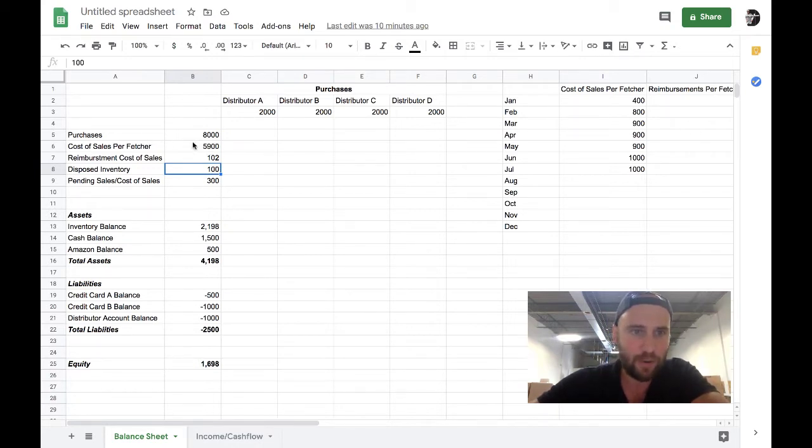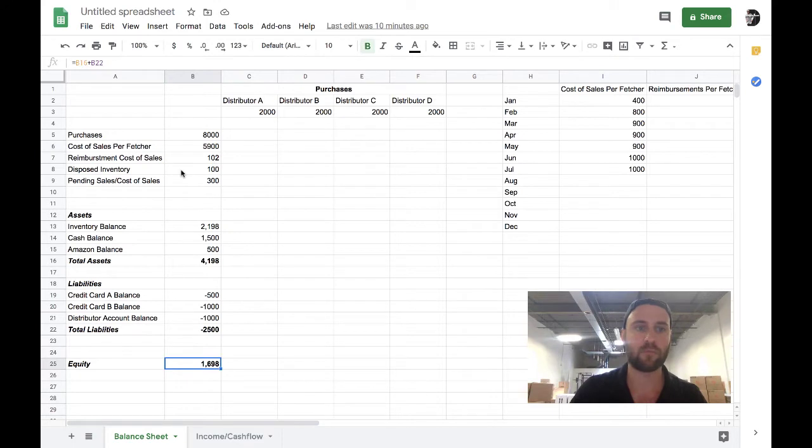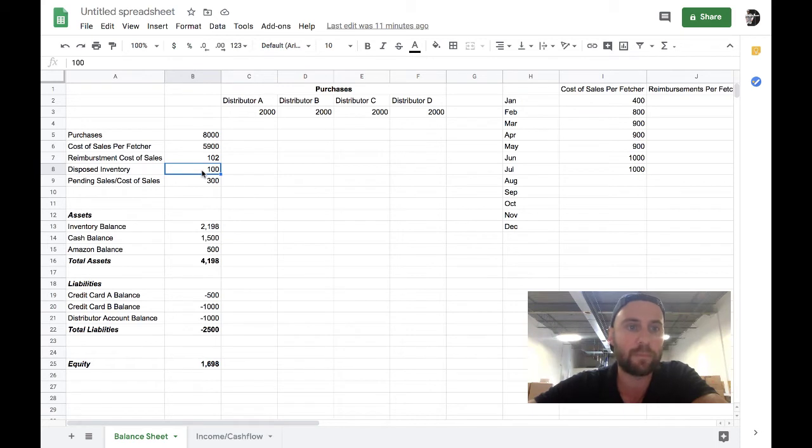So I know that's a mouthful for you, but hopefully over here I'll be able to explain. So in column B, you can see we have all the purchases we've ever made. Right below, in row 6 in column B, we have all the costs we've ever incurred from our inventory that we've sold, so the cost of sales per Fetcher. In row 7, we have the costs related to the inventory that has been lost by Amazon that we receive reimbursements for but haven't sold. And then in row 8, we have all of the disposed inventory, so whatever we bought from our distributor that maybe we didn't send in, that we just disposed of and we didn't get reimbursed by a distributor for. Finally, here in row 9, we have pending sales.